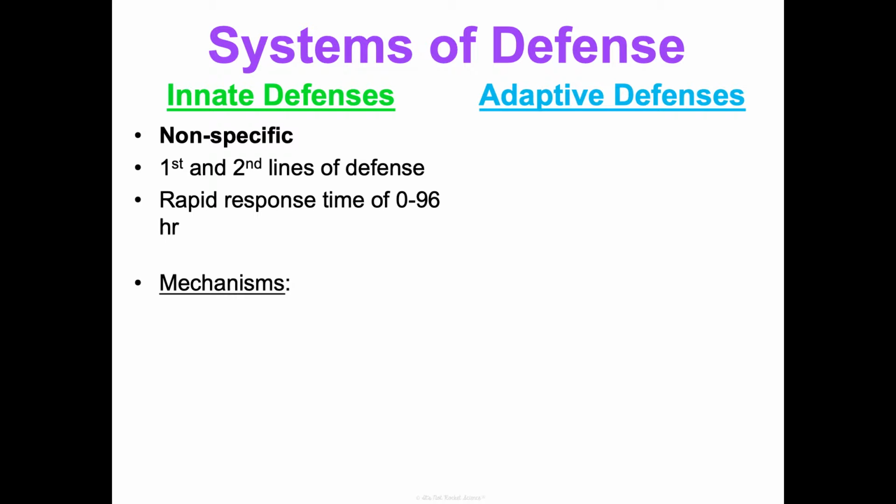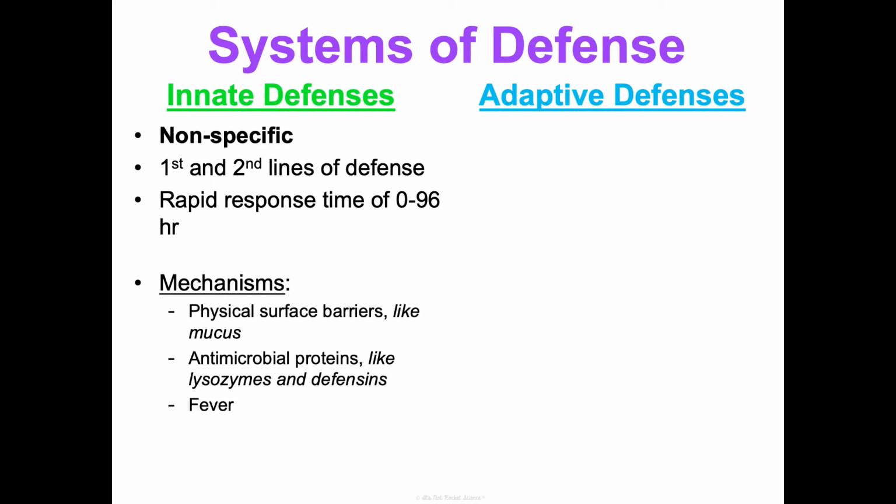Some of the mechanisms of our innate defense system are physical surface barriers like mucus and skin, antimicrobial proteins, fever and inflammation, a process called phagocytosis of engulfing and destroying harmful substances, and then white blood cells like our natural killer cells. You don't need to write these here because we're going to go through these in detail, but I'm just listing them for an overview's sake.